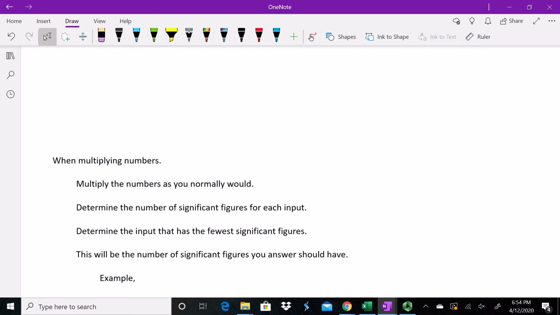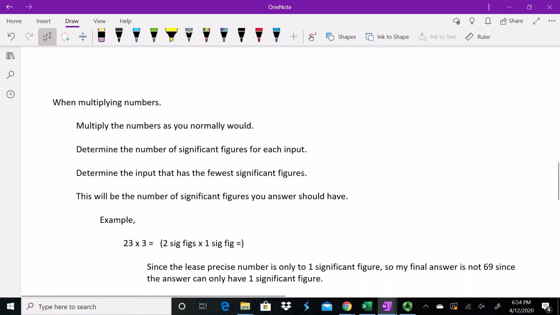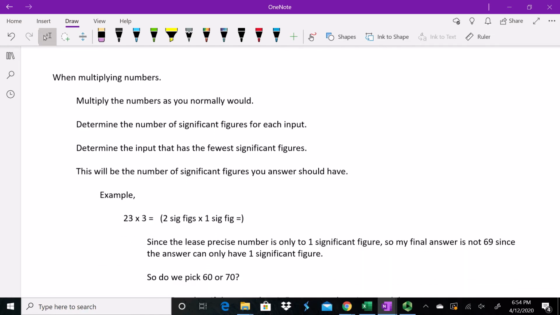It also works with subtracting as well, because we kind of got rid of subtracting, right? We said, hey, we're just adding negative numbers. Now what about when we're multiplying? We're going to multiply numbers like we normally would, but we're going to determine the number of significant figures for each of our inputs. We're then going to figure out which of our inputs has the fewest significant figures and how many it has. And that number of significant figures will also be used for our final answer.